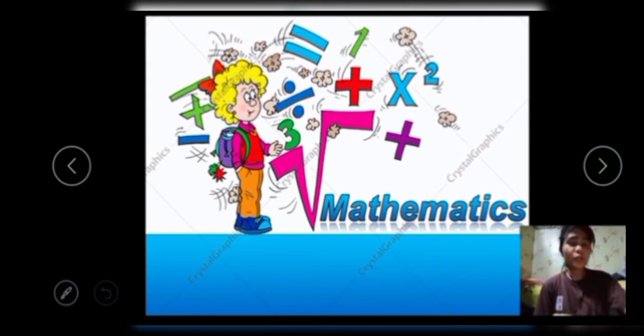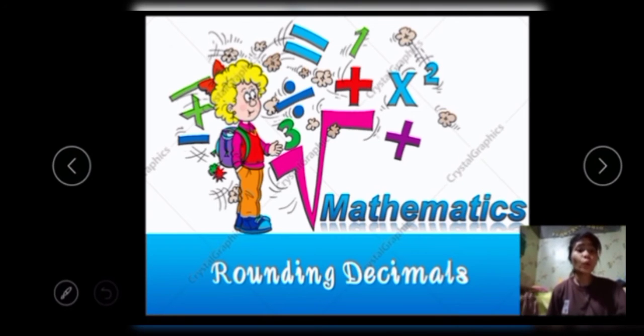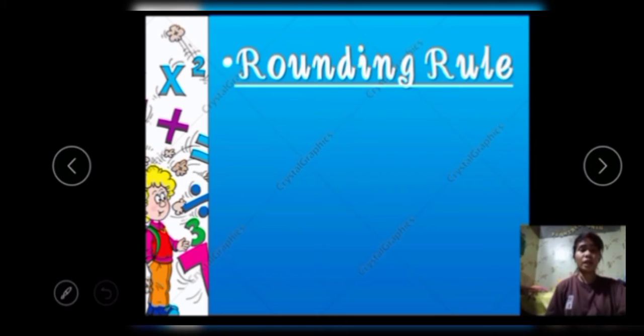Good day everyone. Today we will discuss rounding decimals. We use decimals to show the part of a whole number. When rounding decimals, always remember the rule of rounding.